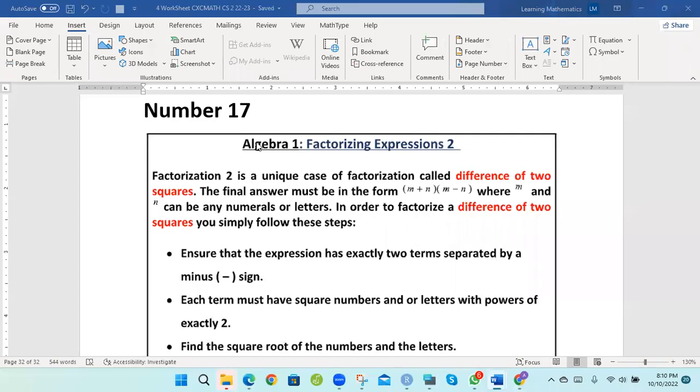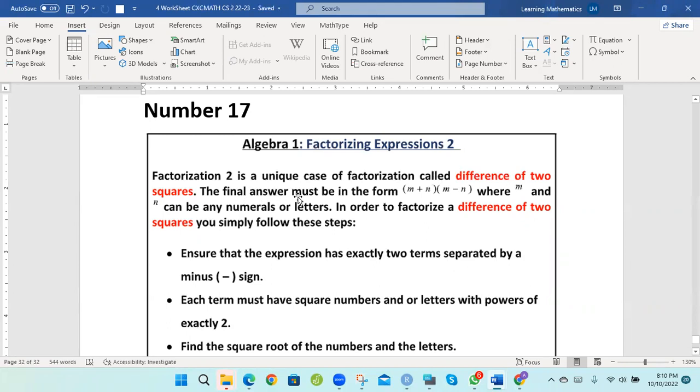We sit on Algebra 1, and we call this factorization 2. But the real name for that type of factorization, which is a special case of factorization, is called a difference of two squares. Difference means subtraction, and two square numbers. That's what you're going to have, and you'll be told to factorize that, meaning to put it in brackets.